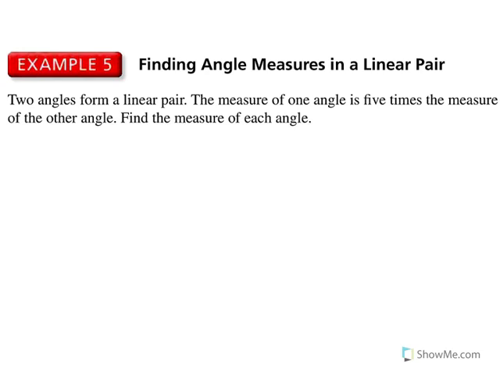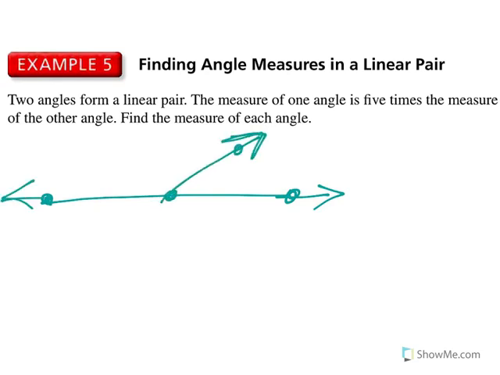So then we're going to look at a word problem. Two angles form a linear pair. So with a linear pair, we know they have to be on the same line, so we can go ahead and draw this line. It would look like two opposite rays. It's going to have a vertex here, and it's going to have a ray going out on it. The measure of one angle is 5 times the measure of the other angle. So we're going to give one angle a measure of x, and it tells us that the other angle is equal to 5 times that angle, so 5 times x. Find the measure of each angle.